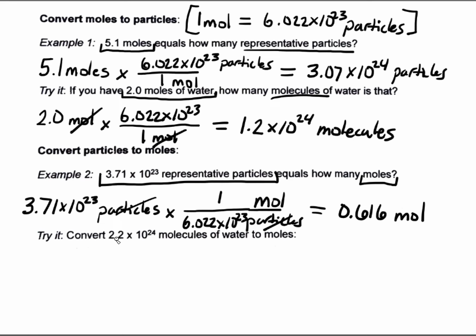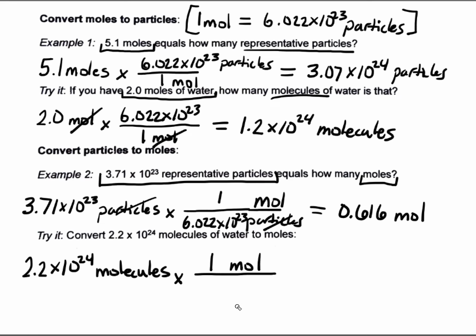Last one. We've got 2.2 times 10 to the 24 molecules of water. In fact, if you want, pause the video right now, try and set this one up on your own, and then we'll see if you got it right. So hopefully you paused it and tried to do this one on your own. So we've got 2.2 times 10 to the 24 molecules this time. And now we want to convert that to how many moles of water that would be. So just like up here, moles needs to be on top this time, and particles needs to be on the bottom.